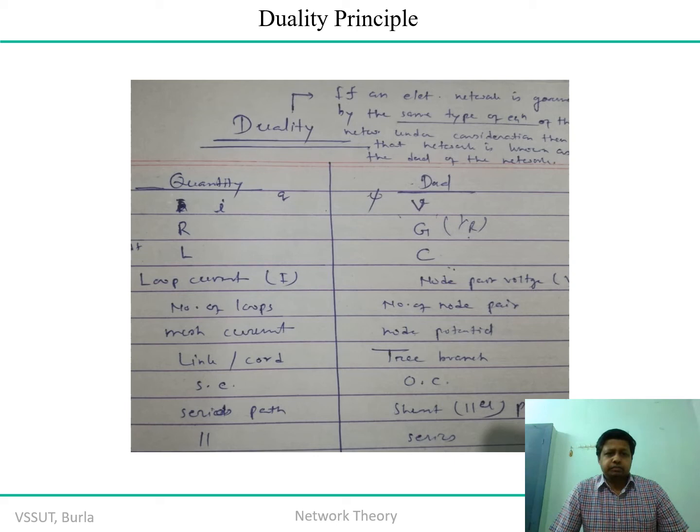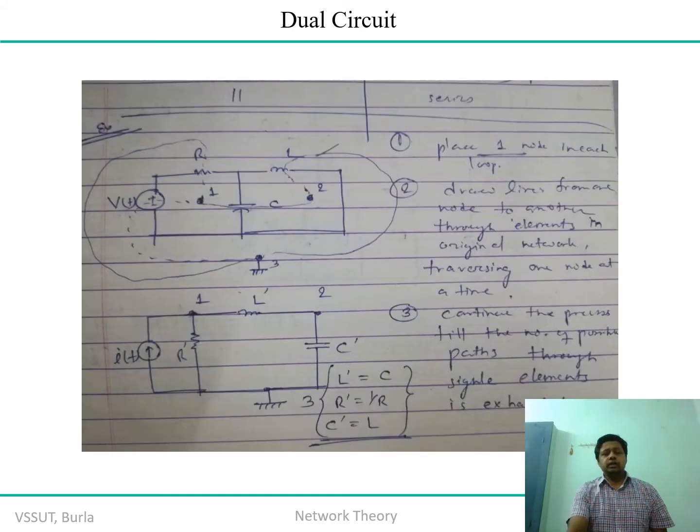Now this particular topic typically we discuss under the head of graph theory a little later, as far as the links and chords or the tree branch are concerned. So right away you can neglect it if you are coming to the subject for the first time. Short circuit is the dual of open circuit. Series path is the dual of the shunt, parallel, and vice versa. Parallel is the series. So let us try to understand with the help of one example.